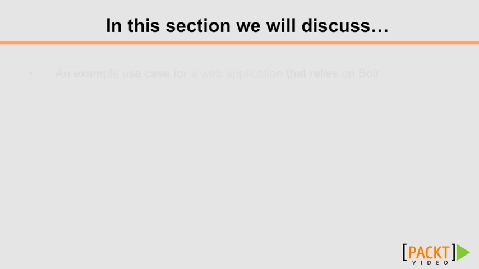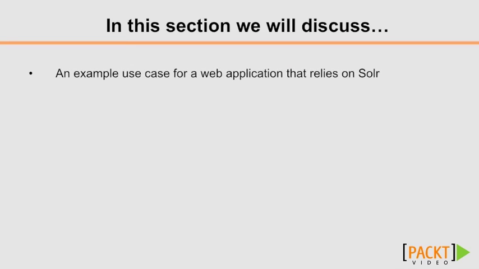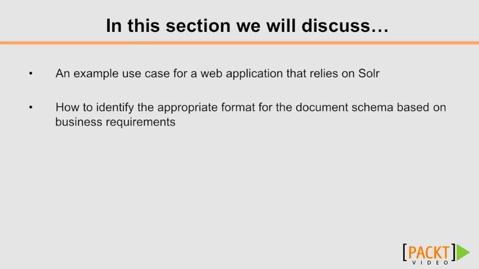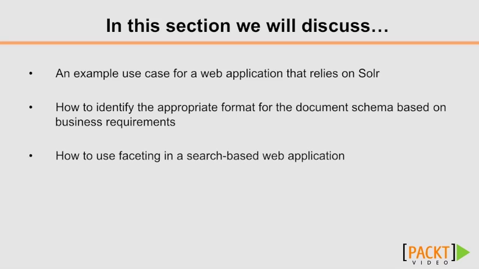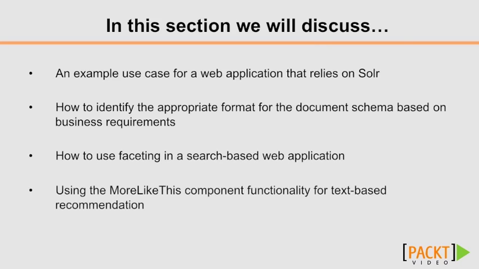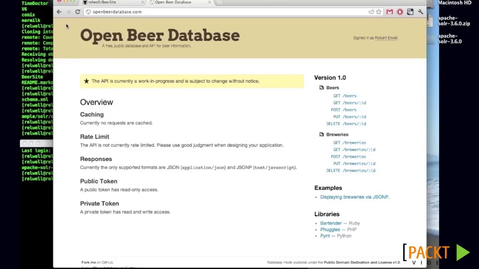In this section, we will discuss an example use case for a web application that relies on Solr. We'll learn how to identify the appropriate format for the document schema based on our business requirements. We'll learn how to use faceting in a search-based web application. And we'll use the more like this component functionality for text-based recommendation. So it's sort of a culmination of everything we've done so far.